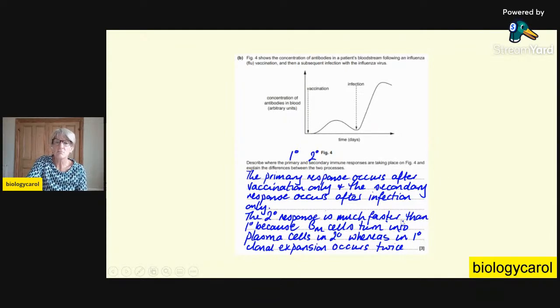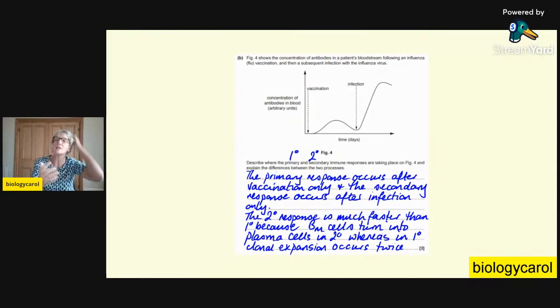The secondary response is much faster than the primary because, here we go, so I've noticed that I've described a difference. It's faster than the primary response. And now I'm going on to explain it. As soon as I use the word because, or as a result of, or due to, or so, all of those kinds of words, nearly always after those words, you are then explaining. Because memory B cells turn into plasma cells in secondary, whereas in primary, clonal expansion takes place.